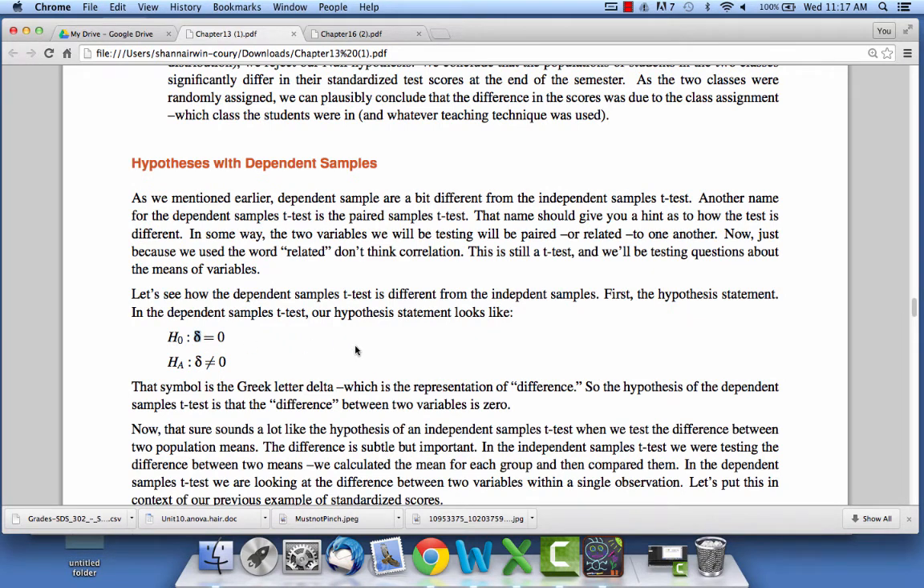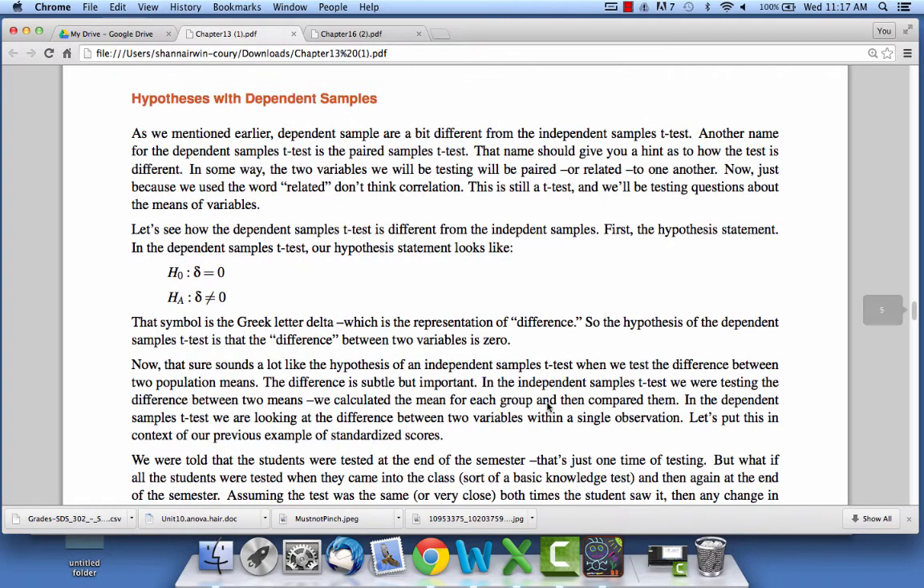Delta stands for difference. You've seen capital delta be change in, so this is the same, just delta is difference. So we expect the difference to be 0, and the alternative hypothesis is that it isn't. So this is the exact same thing. x1 bar minus x2 bar, mu1 minus mu2, these are differences, so we're just labeling the difference, same deal.